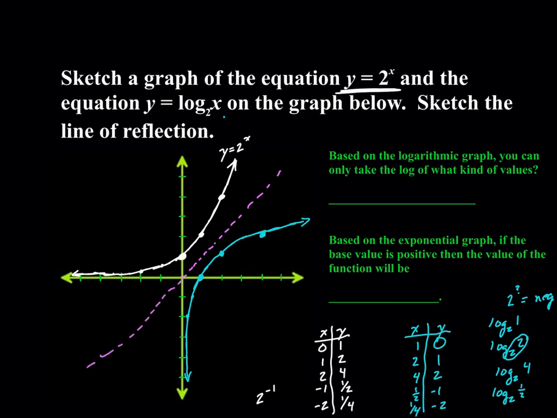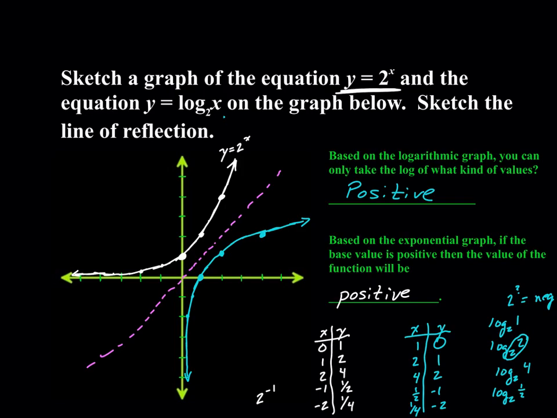All right. So just coming over here to answer some of these questions, based on the logarithmic graph, which is our blue one, you can only take the log of what kind of numbers, and that would be positive numbers. And then based on the exponential graph, if the base value is positive, then the value of the function is going to be positive. A positive number raised to any power will always be a positive number.